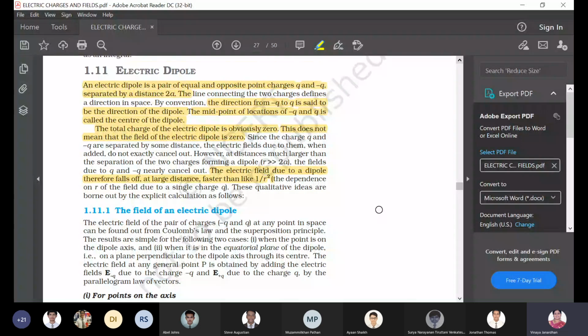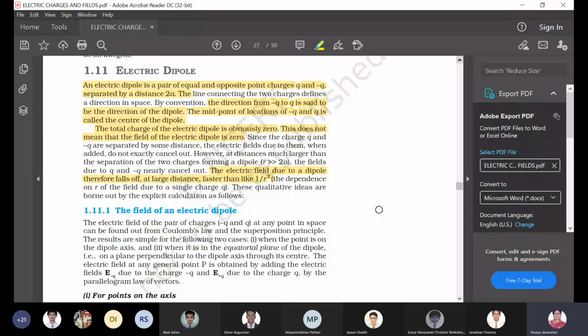So keep this in mind, though the total charge of the dipole will be minus Q plus Q, that becomes equal to 0. Though the total charge is 0, still the dipole will create an electric field. The strength of the electric field becomes weaker and weaker as you're moving away from the dipole. Is that clear, boys?